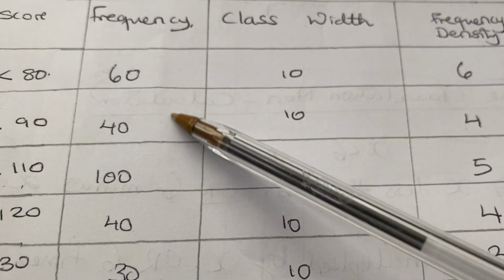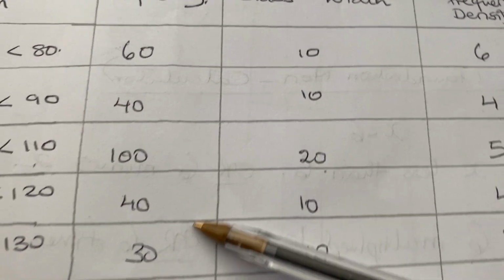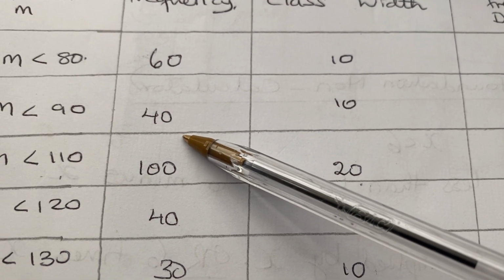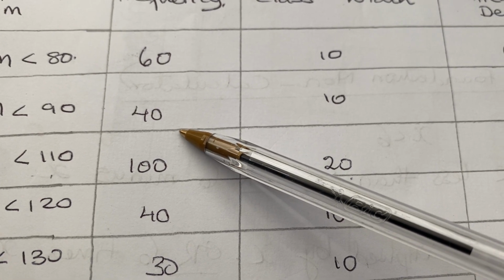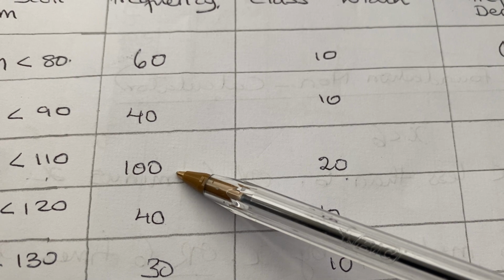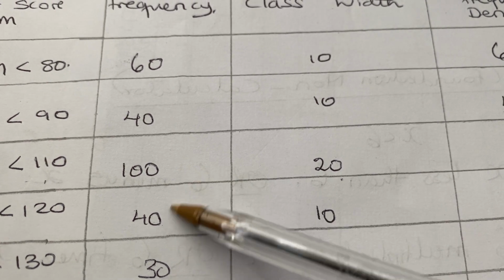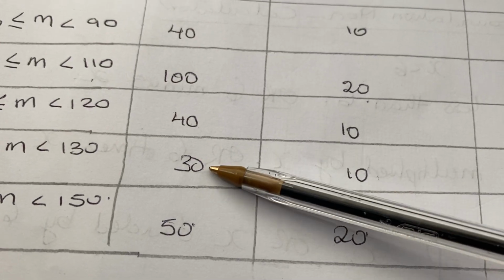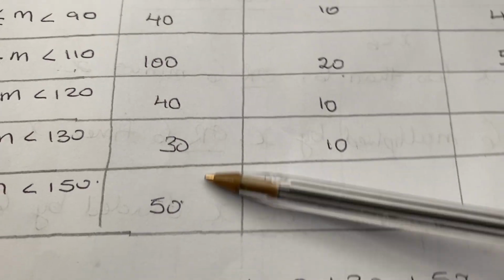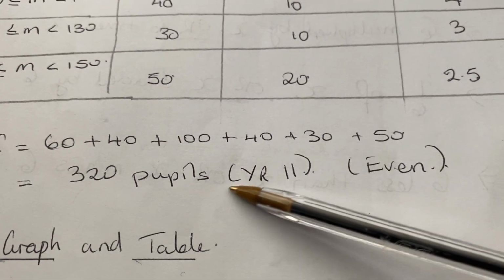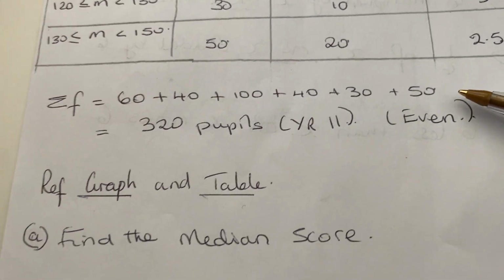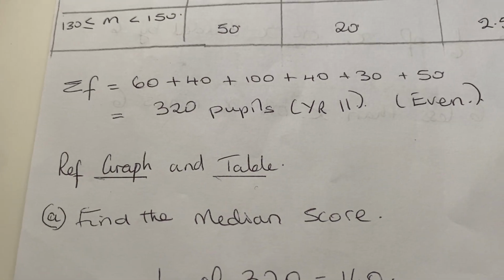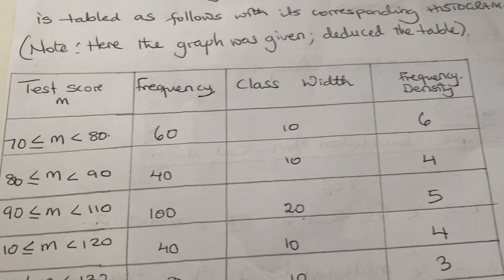Now, if you add all this, you should get 320. So you have 60 add 40 is 100. Add another 100 is 200. Add 40 is 240. Add 30 is 270. Add 50 is 320. So I've done that here for you. So that is my graph, and that is the table I've deduced.